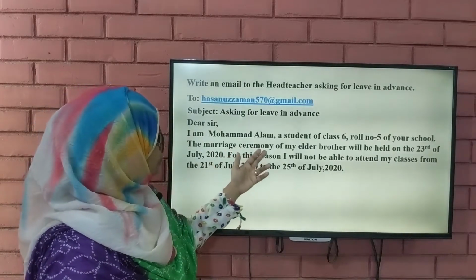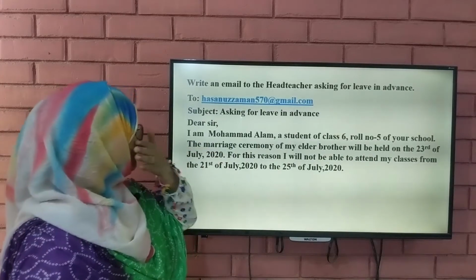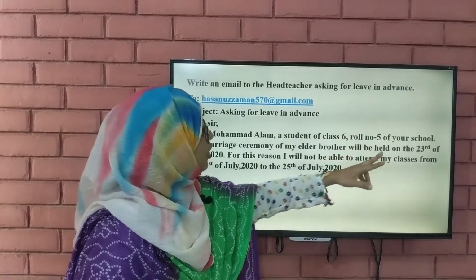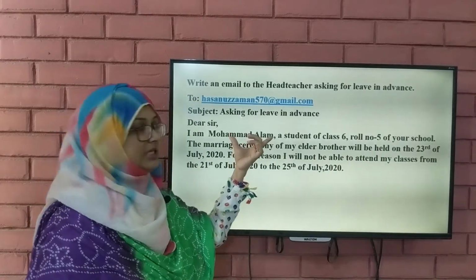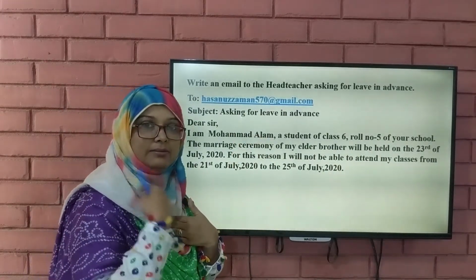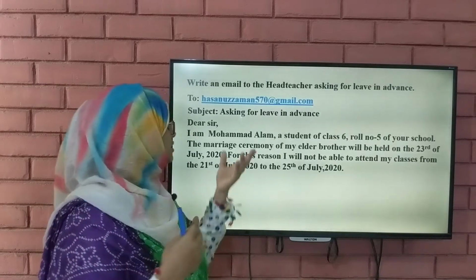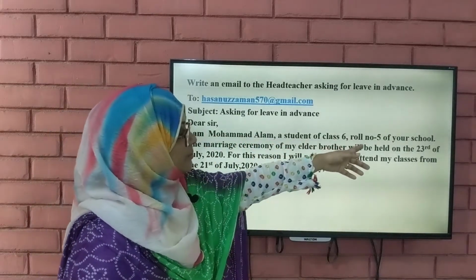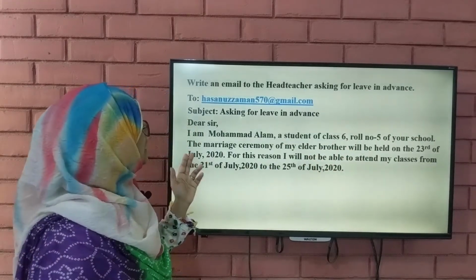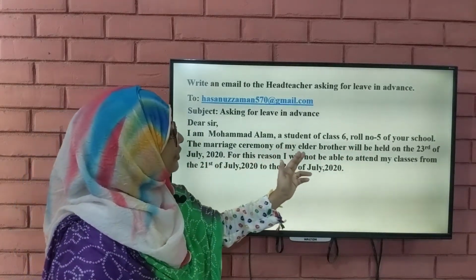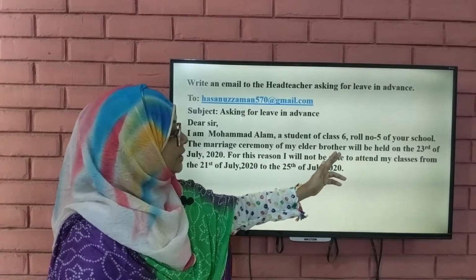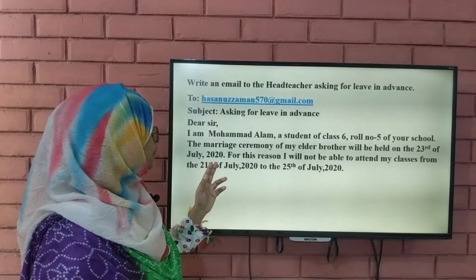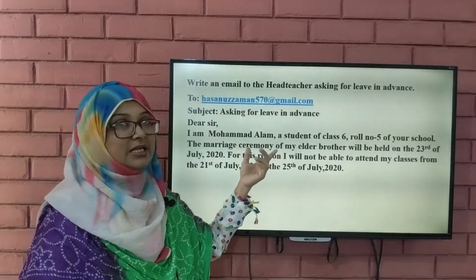I'm Muhammad Alam, it is just an imaginary name. A student of class 6, roll number 5 of your school. So what I have written, who am I? I'm just giving my introduction that I am Muhammad Alam, a student of class 6, roll number 5 of your school. The marriage ceremony of my elder brother will be held on the 23rd of July 2020. That means, what is the reason?